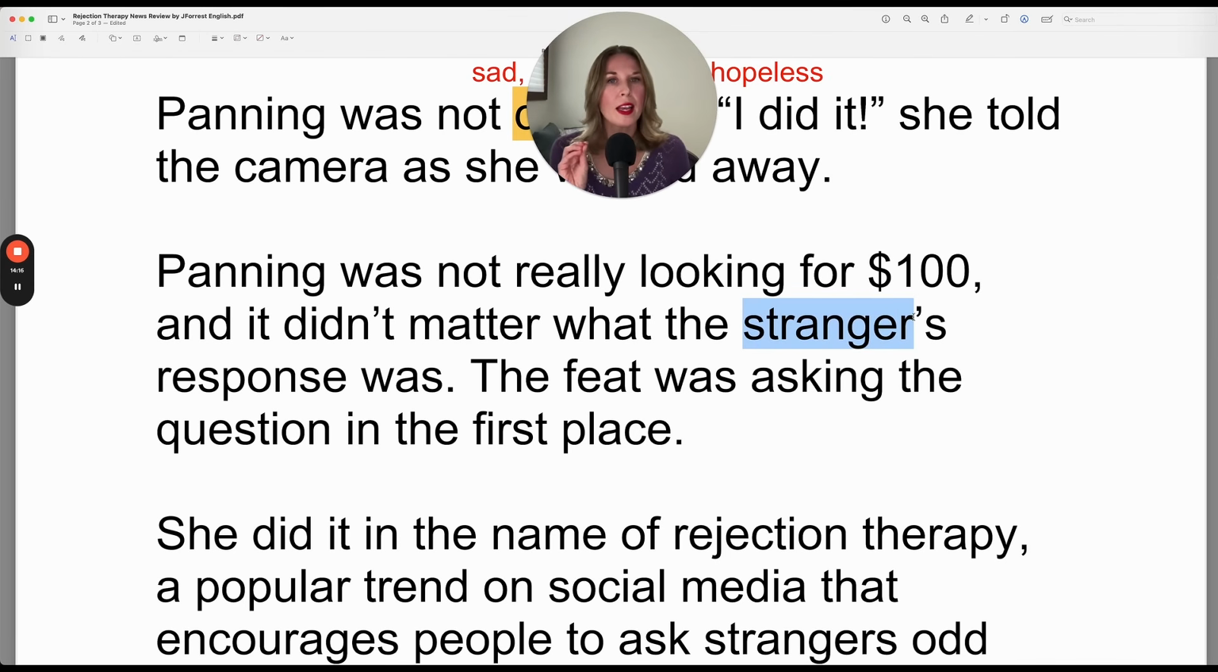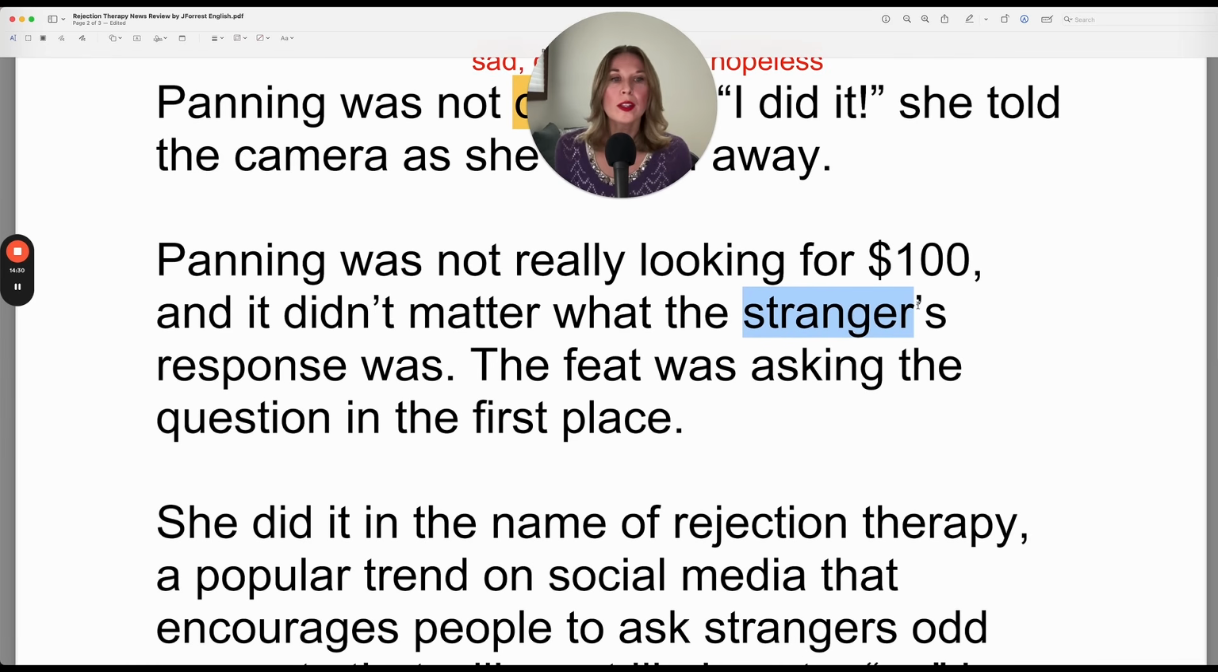And remember I said if you add the word random, it sounds even stronger. A random stranger. It emphasizes the lack of a relationship between the people. What the stranger's response was. So here the response belongs to the stranger, which is why it's possessive.